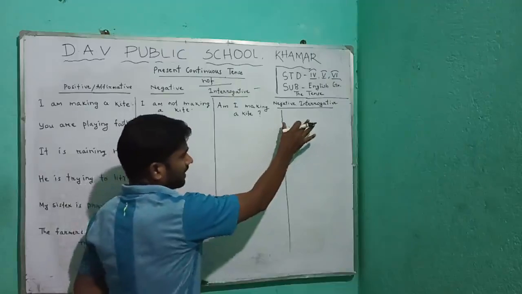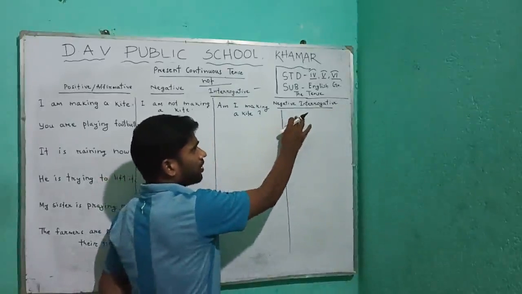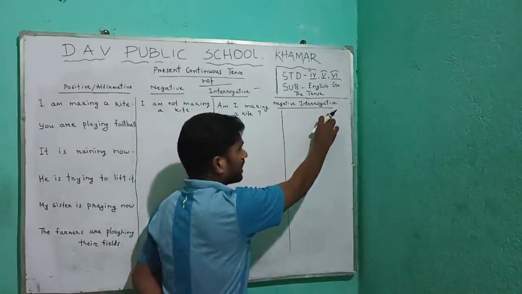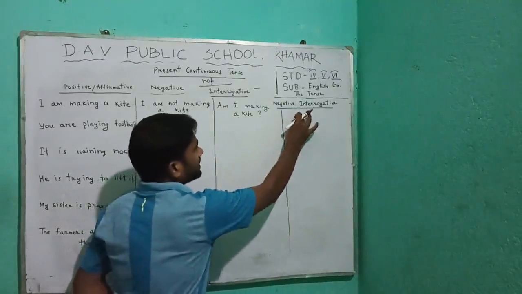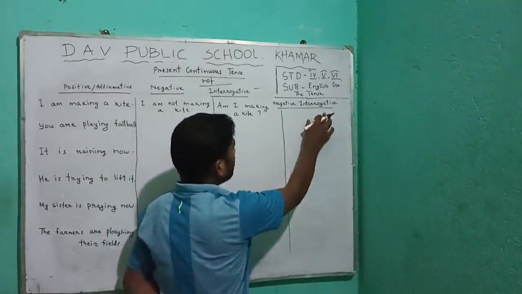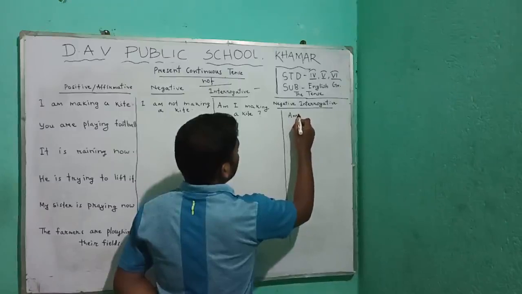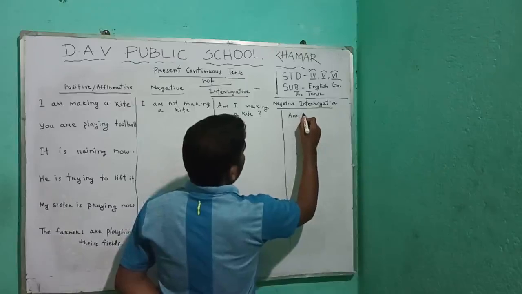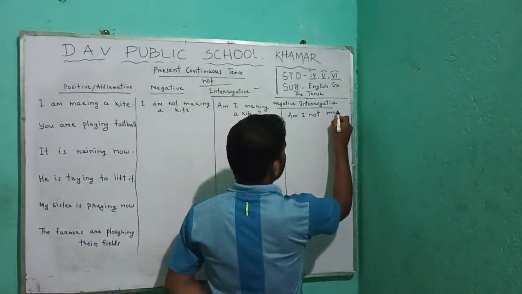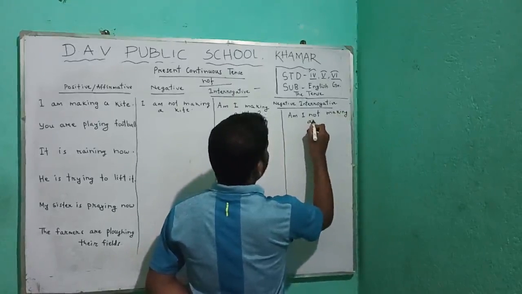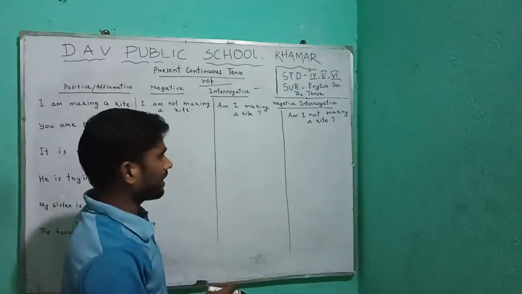So here the sentence, as it is named, negative and interrogative. Okay, so the sentence we will form will be both negative and interrogative. So here we can write this type of sentence, negative interrogative, in two ways. Okay, the first one is, am I not making a kite? So there will be also a question mark at the end.